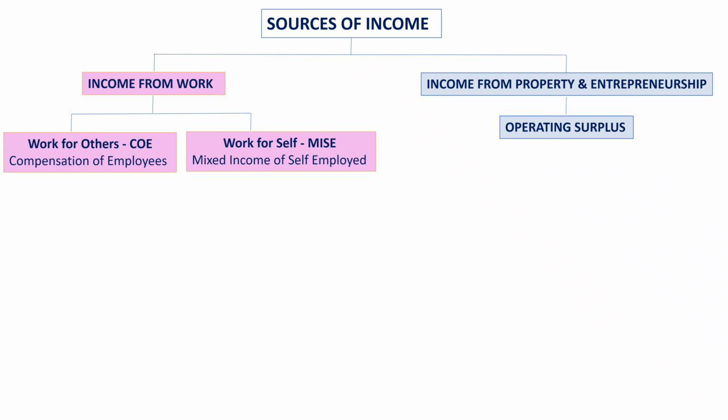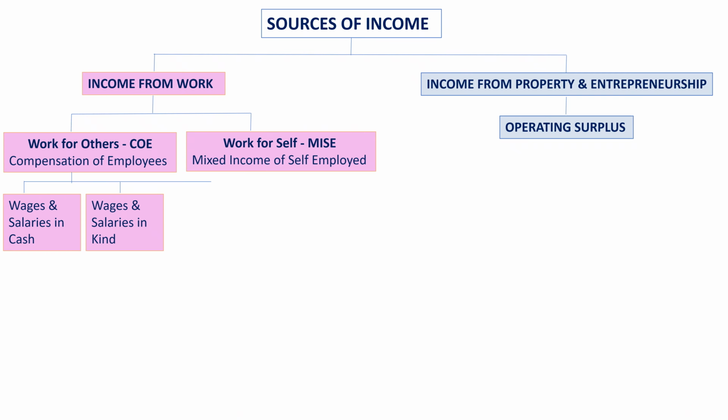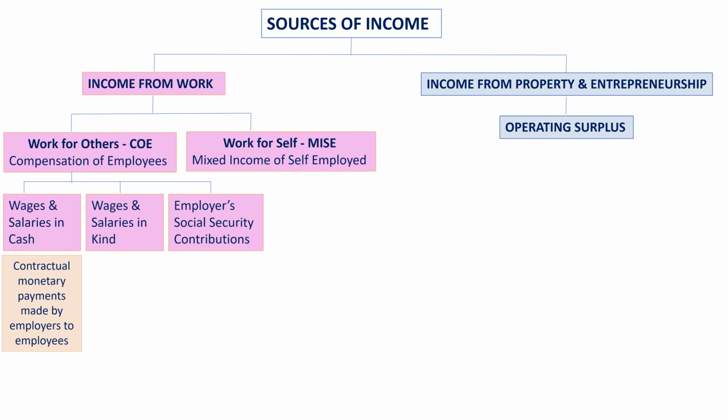Now let's discuss in detail the components of income from work. So compensation of employees can be categorized into three: wages and salaries in cash, wages and salaries in kind, and employers' social security contributions. Wages and salaries in cash are contractual monetary payments made by the employers to the employees, and it includes basic salary, dearness allowance, house rent allowance, leave travel allowance, bonus, and commission.